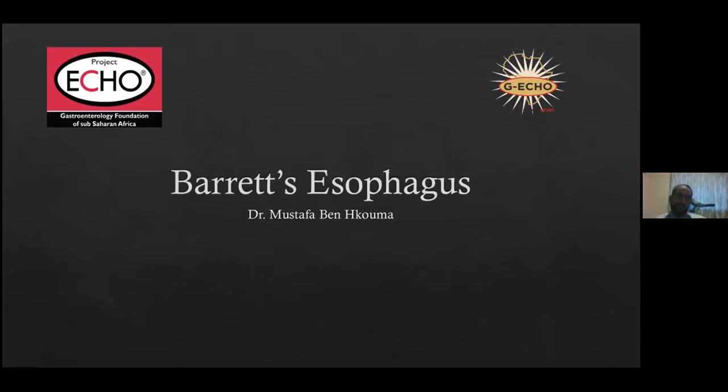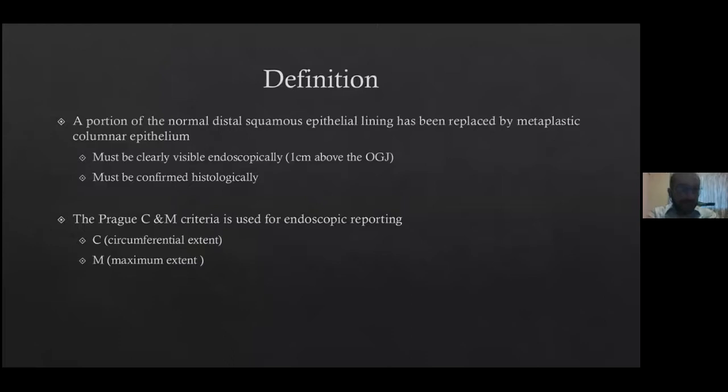My first talk is about Barrett esophagus. The definition: a portion of the normal distal squamous epithelial lining has been replaced by metaplastic columnar epithelium, but it must be clearly visible endoscopically, 1 centimeter above the OG junction, and must be confirmed histologically as well. The Prague criteria, which is circumferential and maximum length of extent, is used for endoscopic reporting.